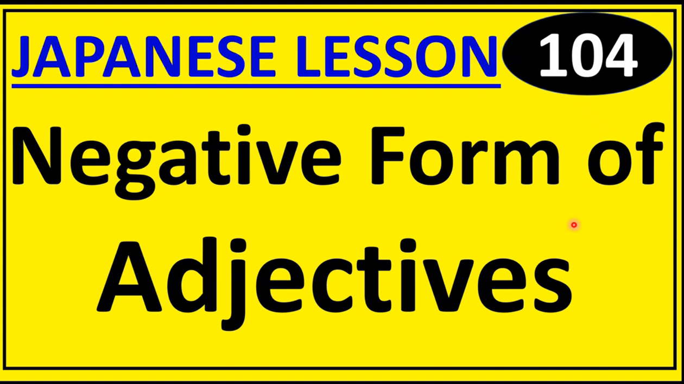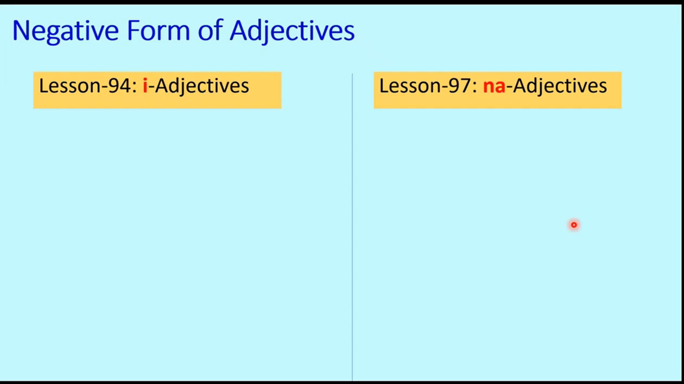This is the series called Japanese Lessons for Beginners, and today is lesson 104. The topic for today is the negative form of adjectives. We had discussed adjectives in Japanese grammar in two lessons. One was lesson 94, in which we discussed the i adjectives, and lesson 97, where we discussed na adjectives. Today we will see the negative form of both i and na adjectives.